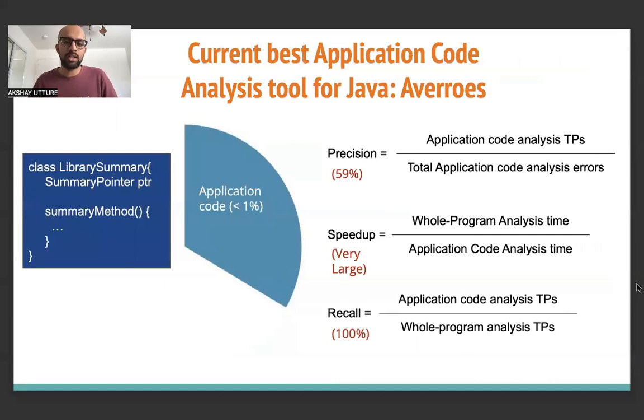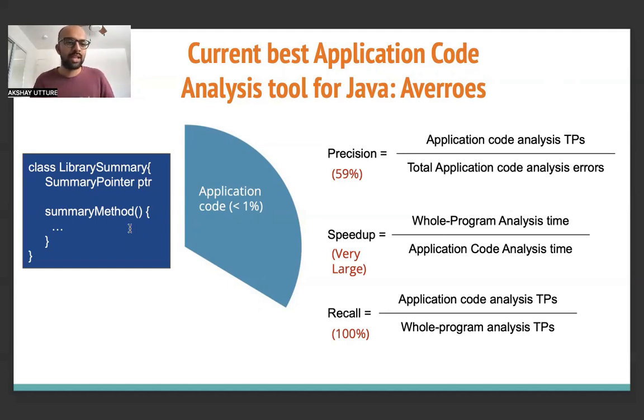The current best tool for an application code analysis for Java is Avros. It functions in the following way. This is an oversimplification of how it works, but Avros summarizes the whole library using a single library summary class, and it has a single summary pointer which aggregates or merges information from all the pointers in the library. Similarly, it has a summary method to perform all the callbacks that happen in the library.